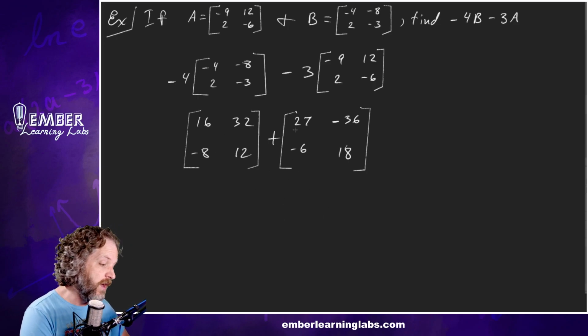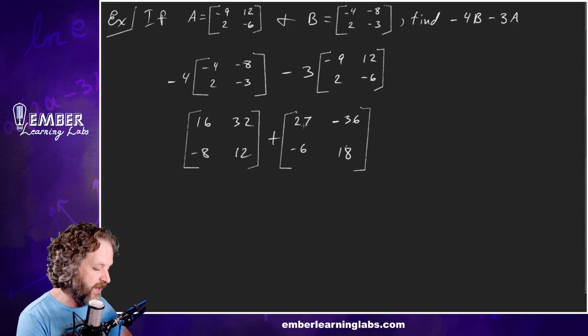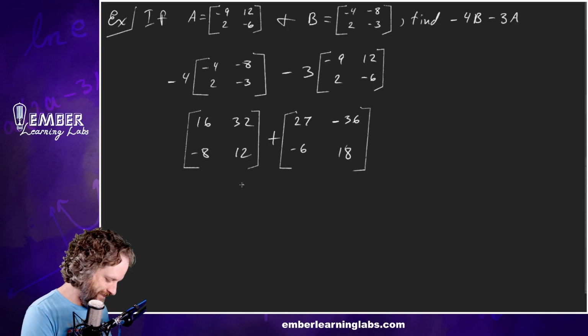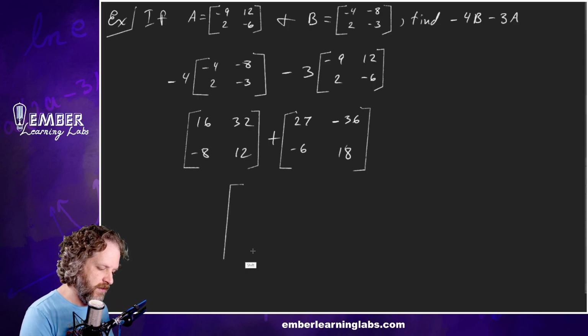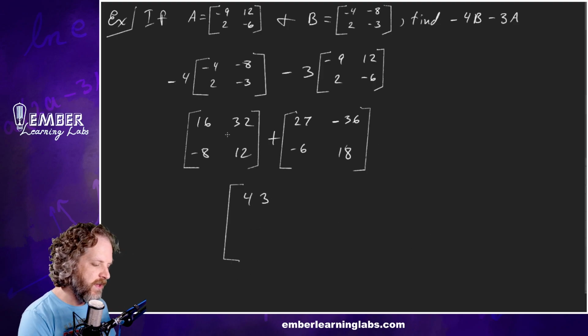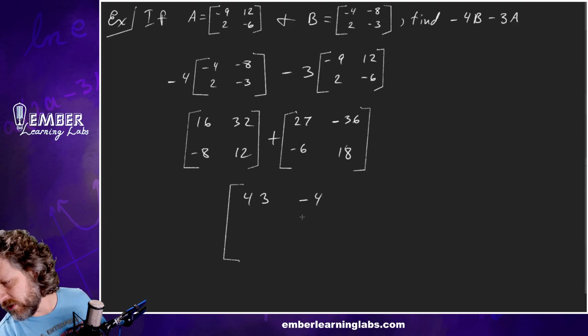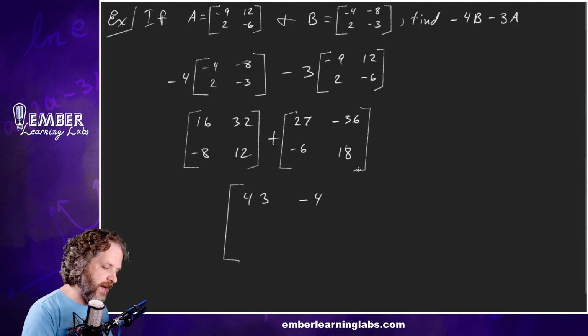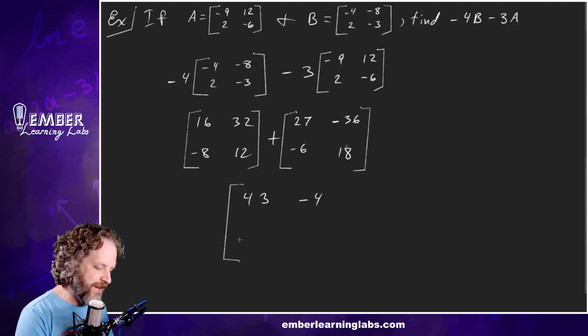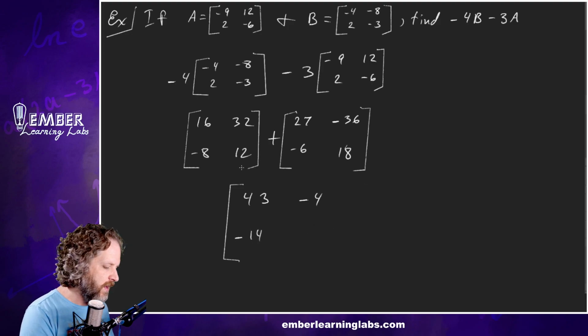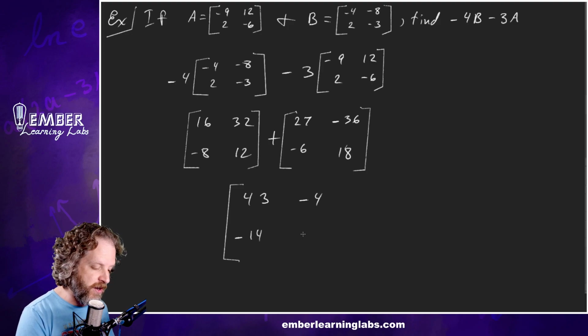So let's do this addition at the end. 16 plus 27 is 43. 32 plus negative 36 is negative 4. How are we doing with notes so far? So far, we're doing great. Negative 8 plus negative 6 is negative 14. 12 plus 18 is 30.